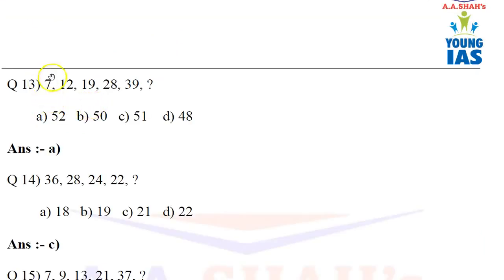The 13th question now. 7, 12, 19, 28, 39, dash. So now if you observe here, what is the relation between 7 and 12? 7 plus 5, the answer is 12. Now 12 and 19. 12 plus 7, it is 19. Now 19 and 28. 19 plus 9 is 28. 28 and 39. 28 plus 11 is 39. So now this is 5, 7, 9, 11. So definitely it has to be 13. 39 plus 13, the answer here is 52. That's why A option 52 is your correct answer here.